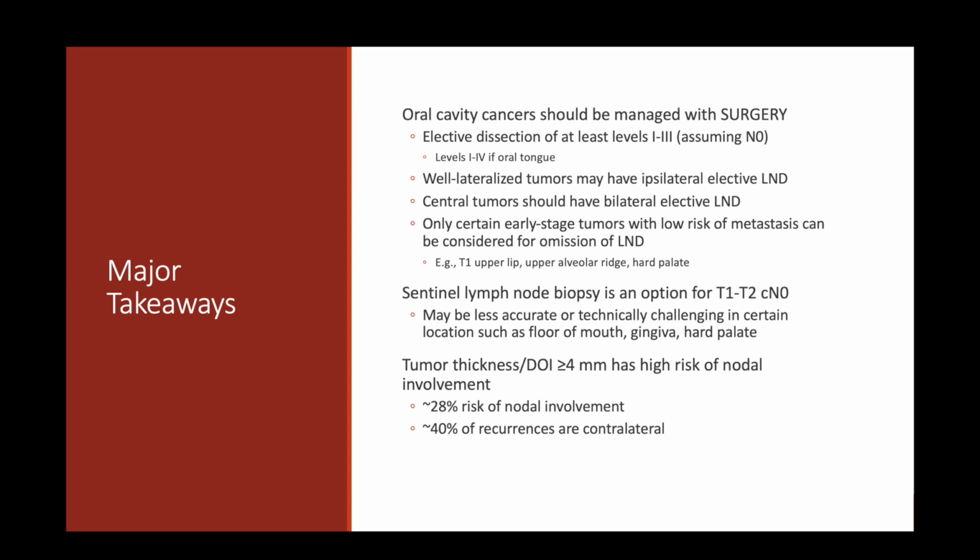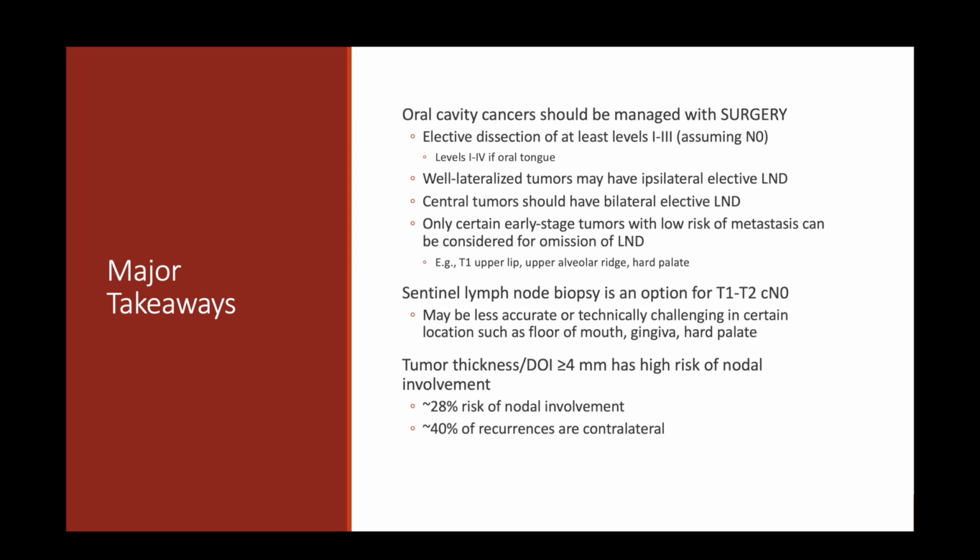And there are certain early stage tumors with a very, very low risk of metastasis per the NCCN guidelines that may be considered for omission of lymph node dissection. So T1 tumors of the upper lip, upper alveolar ridge, or the hard palate.